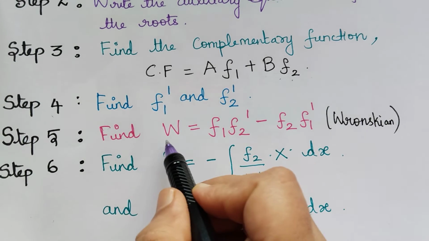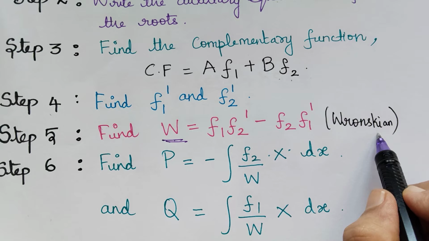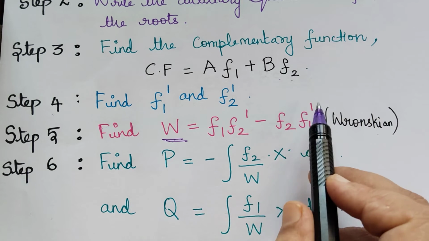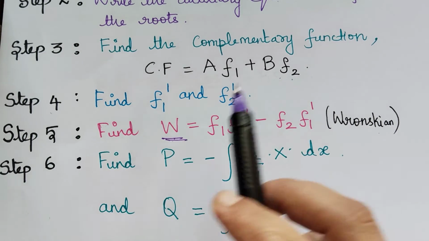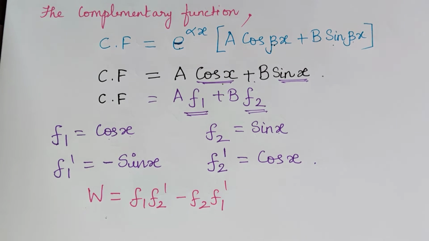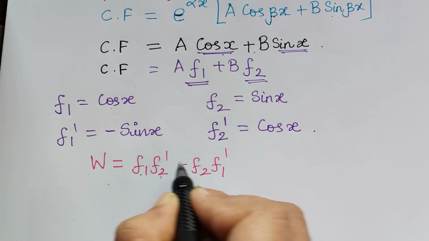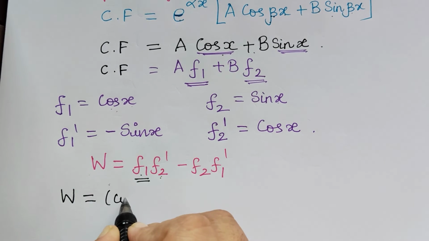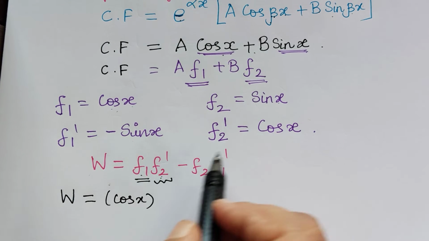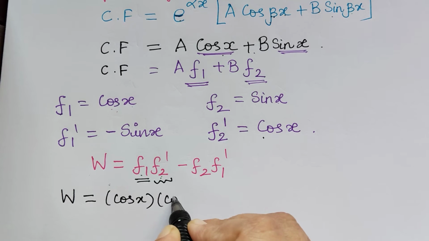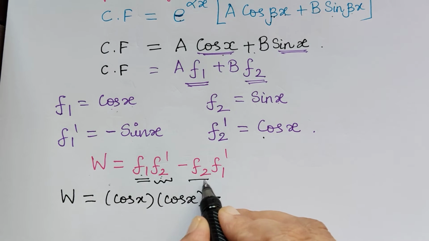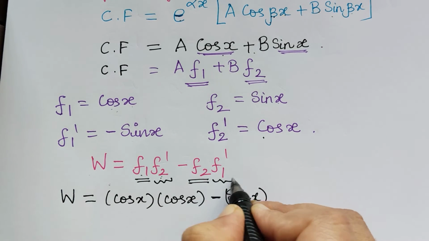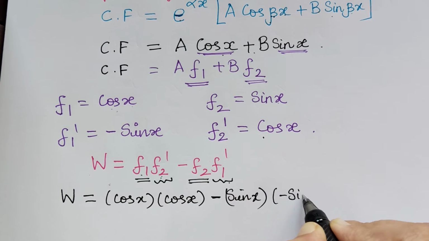After this, next we move on to step 5. That is, we have to find the value of W, which is known as the Wronskian. The value of W is given by f1 f2 dash minus f2 f1 dash. So let us find this value. When we substitute the values, W will be equal to f1, which is cos x, multiplied with f2 dash, which is cos x. So cos x multiplied with cos x, minus f2, which is sin x, multiplied with f1 dash, which is minus sin x.